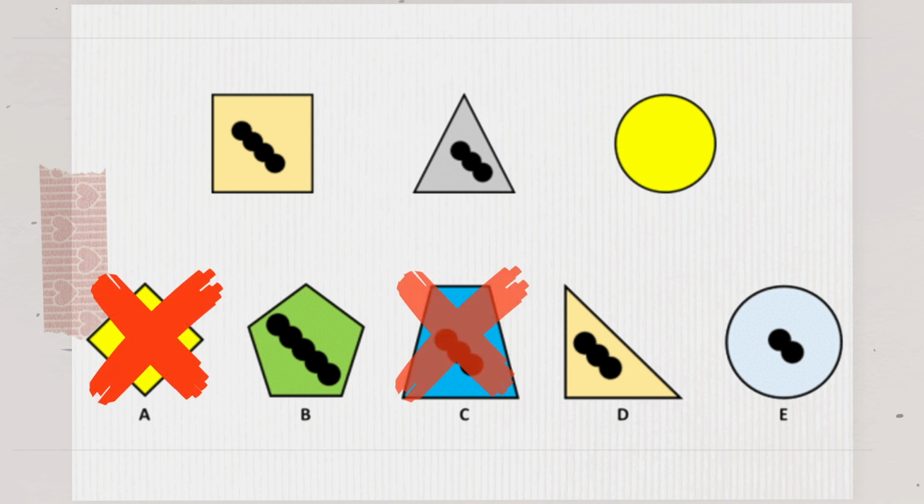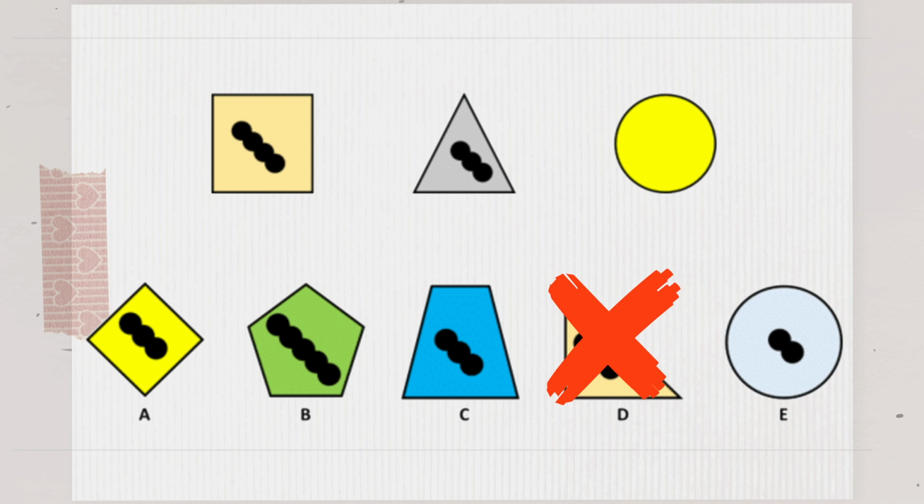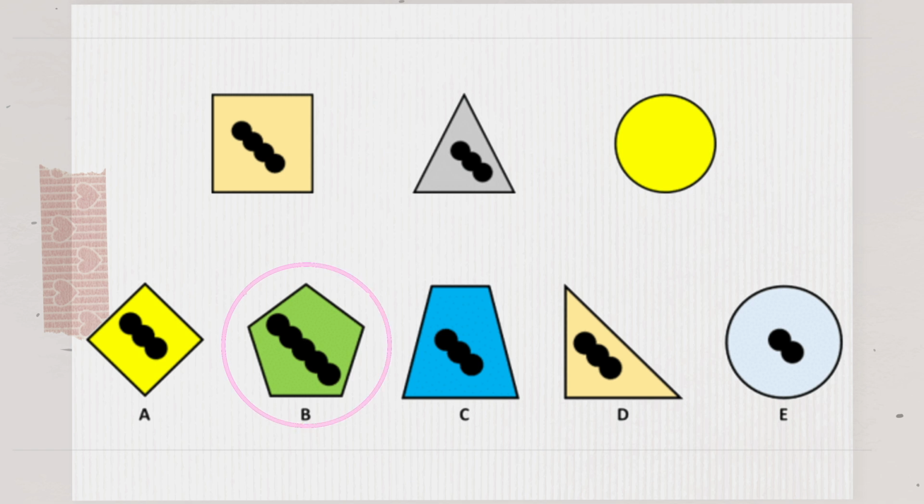Options A, C, and E can be eliminated as the number of dots is not equal to the number of the shape's corners. Option D can be eliminated as the shape's shading is already used in the top figure. Therefore, option B is the correct answer.